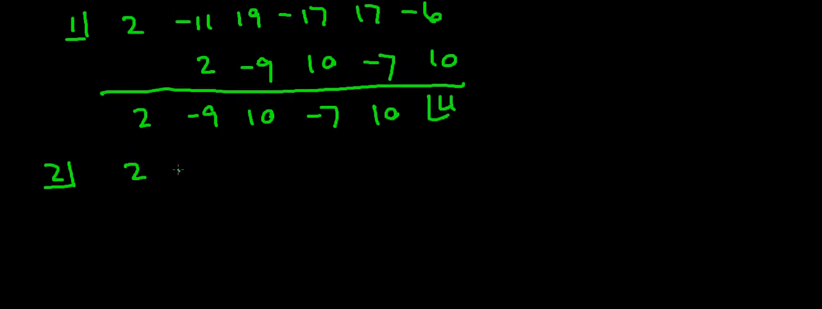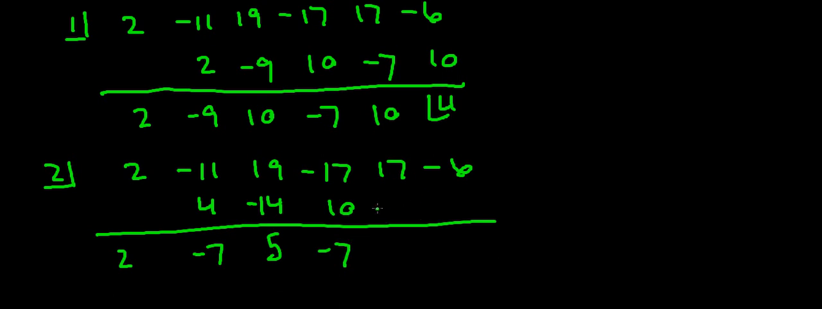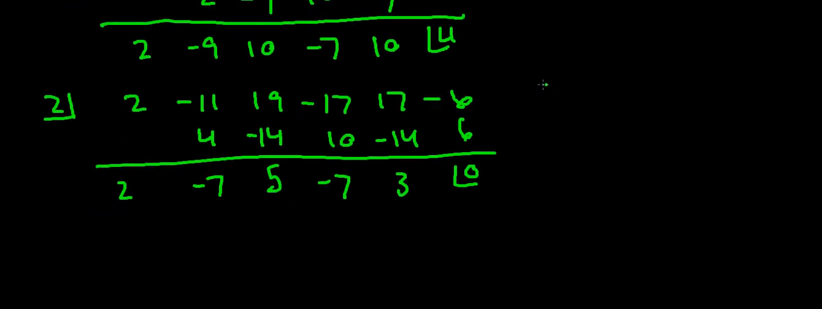We have the same coefficients. So we have 2, this will be 4, this will give us minus 7. Minus 7 times 2 is minus 14, this will give us 5, which will give us 10. Minus 7, minus 14, which will give us 3. And then this will be 6, and then we'll get 0. So 2 is a factor.